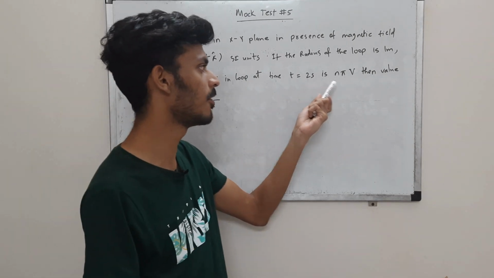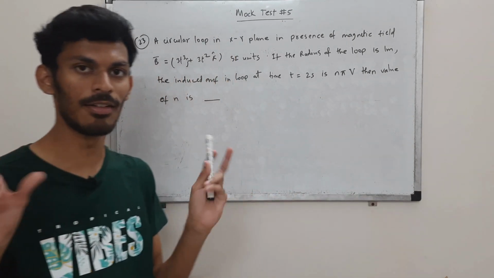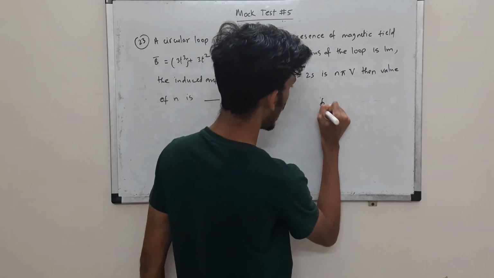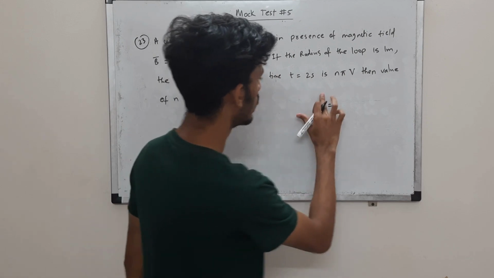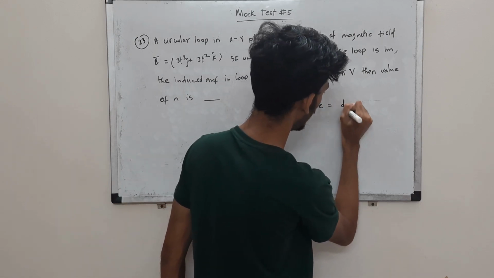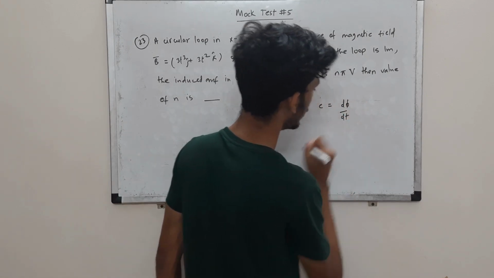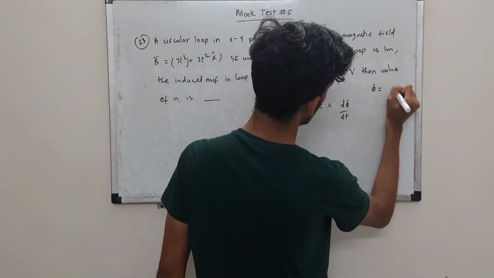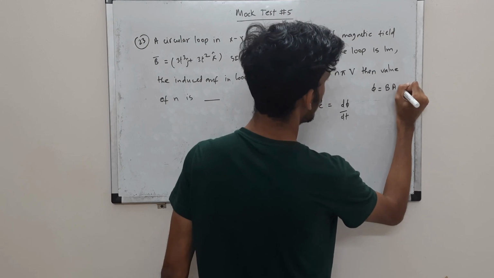It is given in the form of n pi V, so you are supposed to tell the value of n. Now, induced EMF is given as the rate of change of flux, right? d phi by dt, the magnitude. The flux itself is given as B A cos theta.